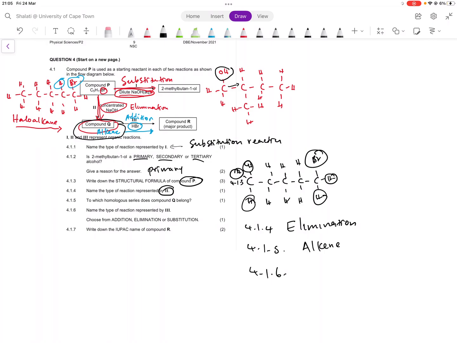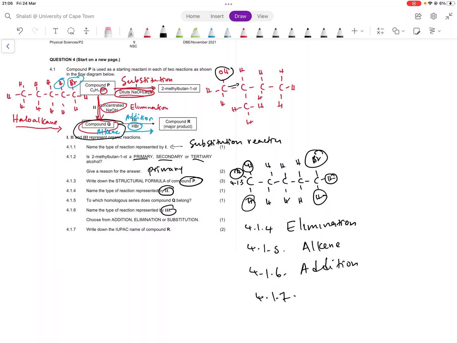4.1.6, name the type of reaction represented by number 3. We worked it out that it's an addition. So don't cram this information. What you need to understand is how I worked it out, and when you get your question paper, work it out the same way. And then 4.1.7, IUPAC name of compound R.